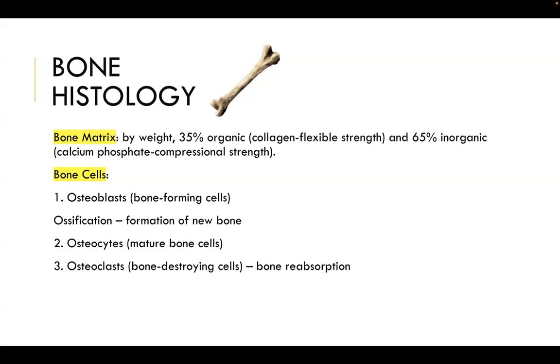And then osteoclasts, these are bone destroying cells. It's a specialized cell that absorbs and removes bone. And this is to allow for the development of new bone and the maintenance of bone strength.